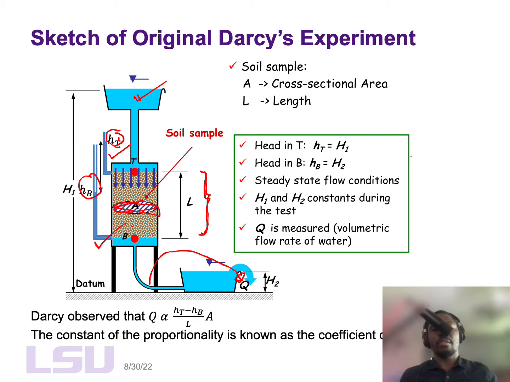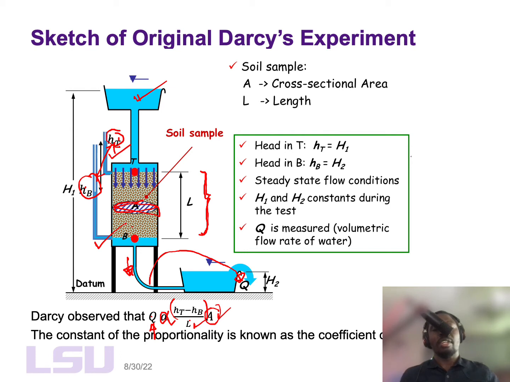So what he observed fundamentally was that there was a relationship between the rate of fluid flow coming out on the downstream of the sand bed. That flow rate is proportional to the difference in the head, indicating difference in potential or pressure. And then he divides that by the length of the sand bed, right? And then multiplies by area. So flow rate is proportional to area, I should say.